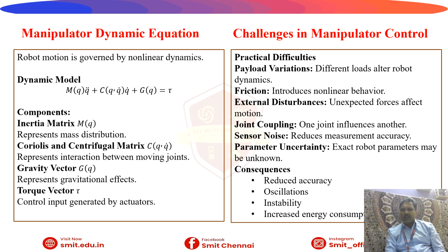External disturbances: unexpected forces affect the motion. Joint coupling: one joint influences another. Sensor noise reduces measurement accuracy. Parameter uncertainty: exact robot parameters may be unknown. Consequences: what are the various consequences? We can see reduced accuracy, oscillations, instability, and increased energy consumption.